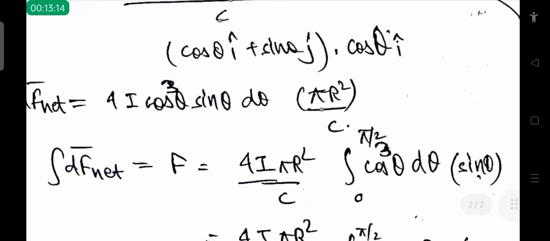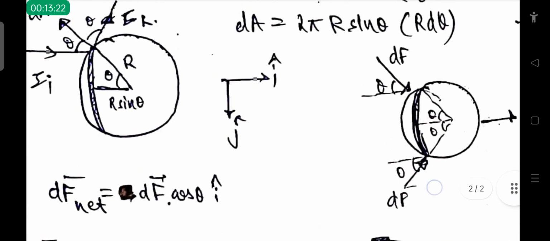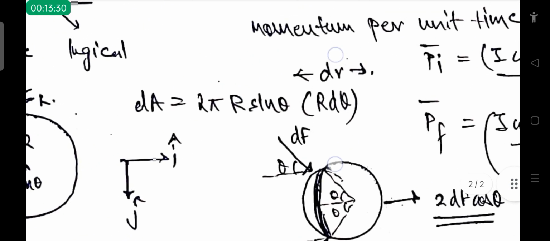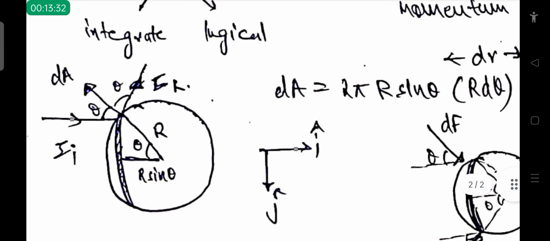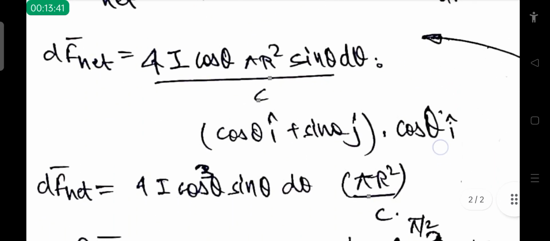Now let's take the constants on one side, and the only task we have to do is to integrate this force over theta, because at an angle theta we have taken d theta. I have not represented that d theta, it's my mistake. I should have shown here that at an angle theta we have taken d theta area of that width.